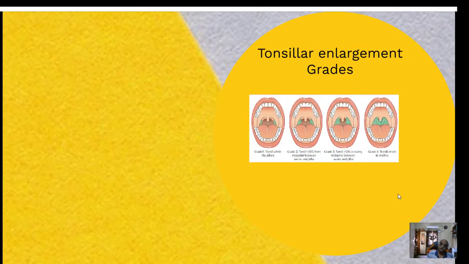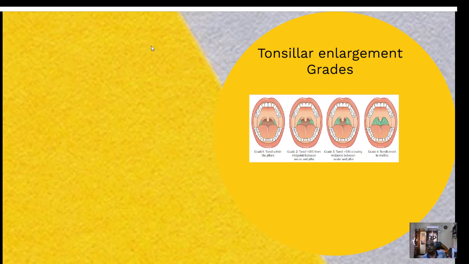Now here, this is how you grade the tonsillar enlargement. In grade 1, the tonsil is normally within the pillars. You see both the anterior and posterior pillars clearly. The anterior pillar is formed by the palatoglossus muscle. The posterior pillar is formed by the palatopharyngeus muscle. And these muscles are covered by overlying mucosa.